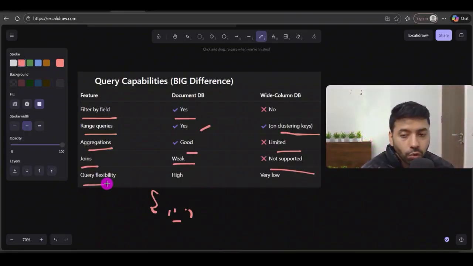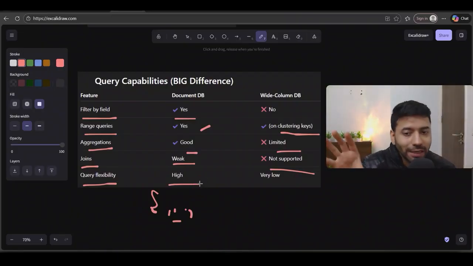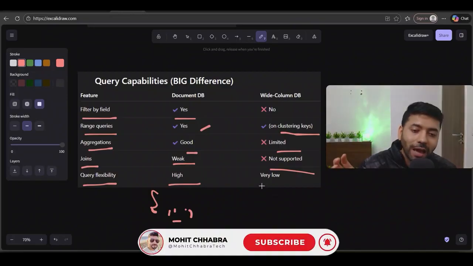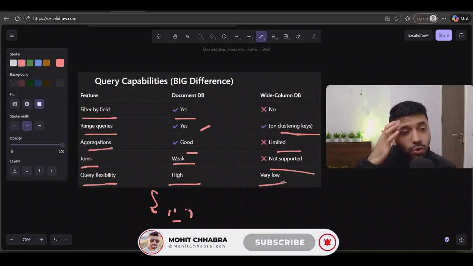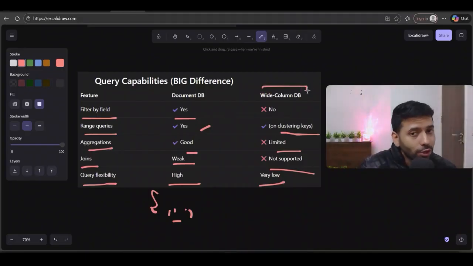And next, when we talk about query flexibility, document DBs have high query flexibility when we talk about NoSQL databases. Of course, SQL is much better when we talk about query flexibility, but when we simply talk about NoSQL databases, document databases have high query flexibility, but wide column databases have very low query flexibility. So clearly you can see the writes are very fast in a wide column database because it is doing append only. But when we talk about the query capabilities, a document database is better.